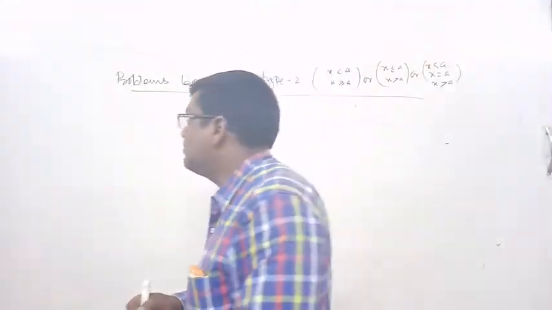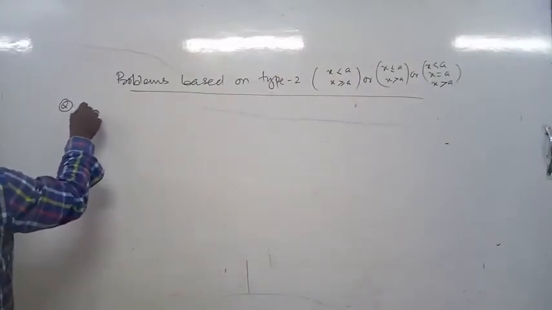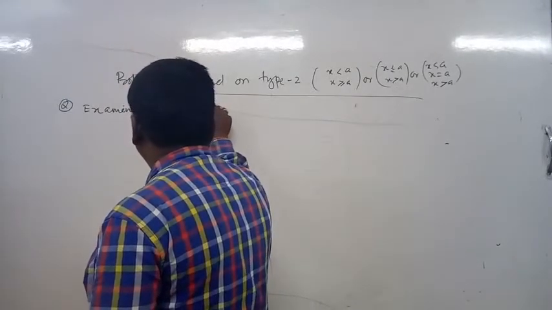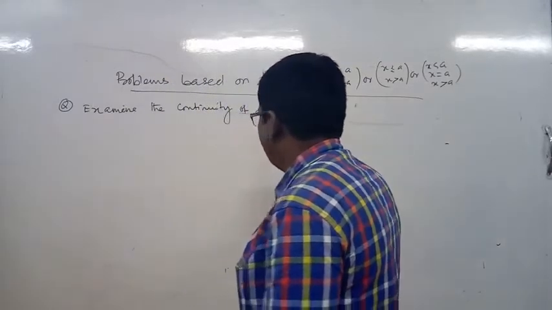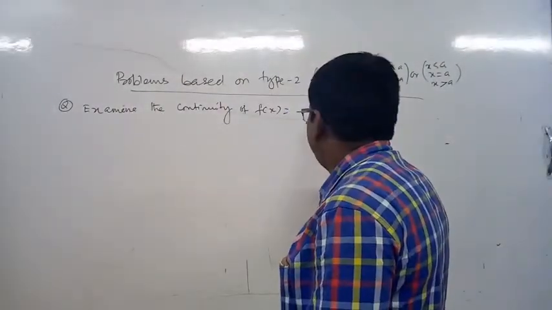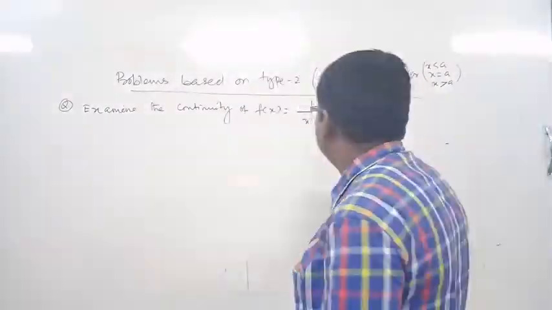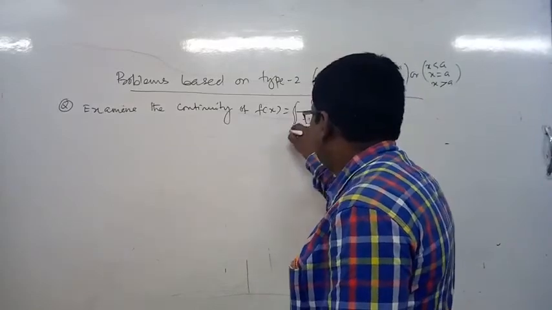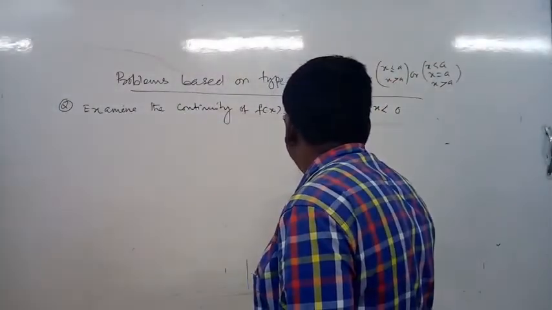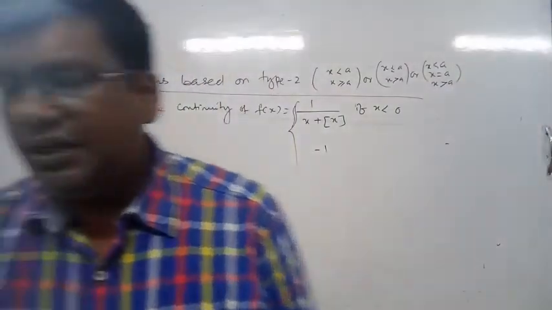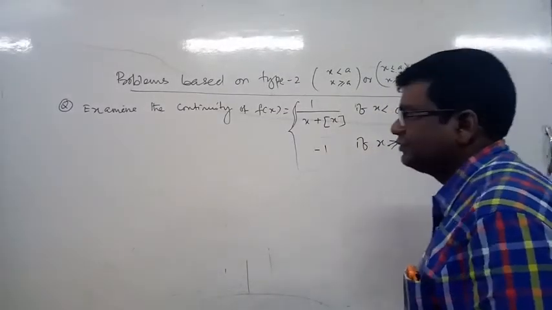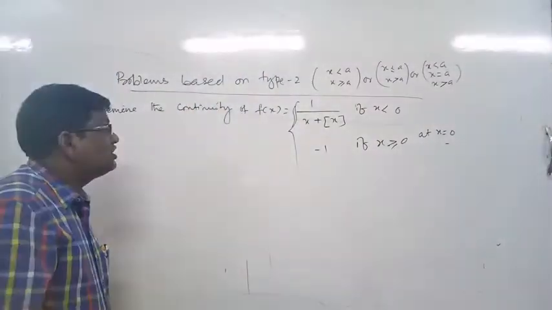One question: examine the continuity of f of x is equal to 1 by x plus bracketed x if x less than 0, and minus 1 if x greater than or equal to 0, at x is equal to 0. This belongs to type 2. How can we solve this type of problem?